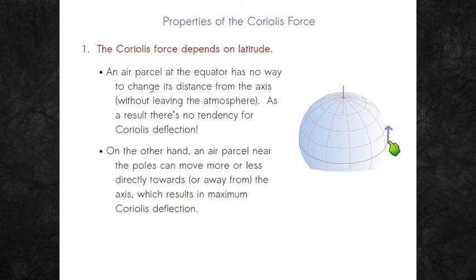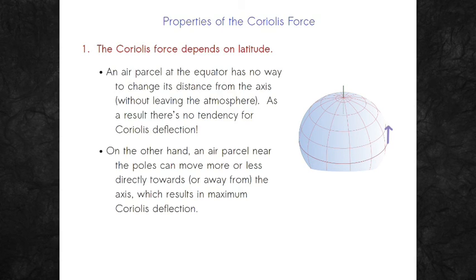Similarly, if we had an air parcel moving eastward, well, it would want to slide out towards larger radius, but it can't. It's constrained to follow the shape of the Earth, so it can't move off of the surface of the Earth. There's no way for it to go to larger radius, and there's no deflection. So the moral of the story is we don't really see this Coriolis deflection at the equator, which by extension means that the associated Coriolis force is 0 at the equator.